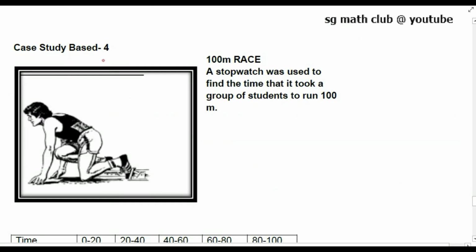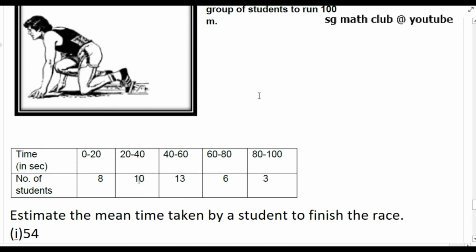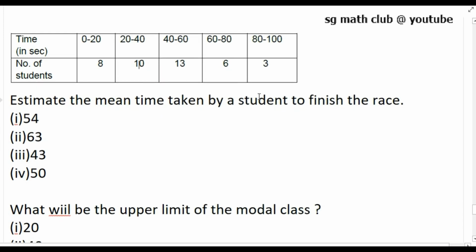Next we have the case study based question, that is the fourth question. In a 100-meter race, a stopwatch was used to find the time that it took a group of students to run 100 meters. Here they have given the table, time in seconds and number of students. 8 students have run within 20 seconds, 10 students within 20 to 40 seconds. Estimate the mean time taken by the students to finish the race. That means you have to find the arithmetic mean.